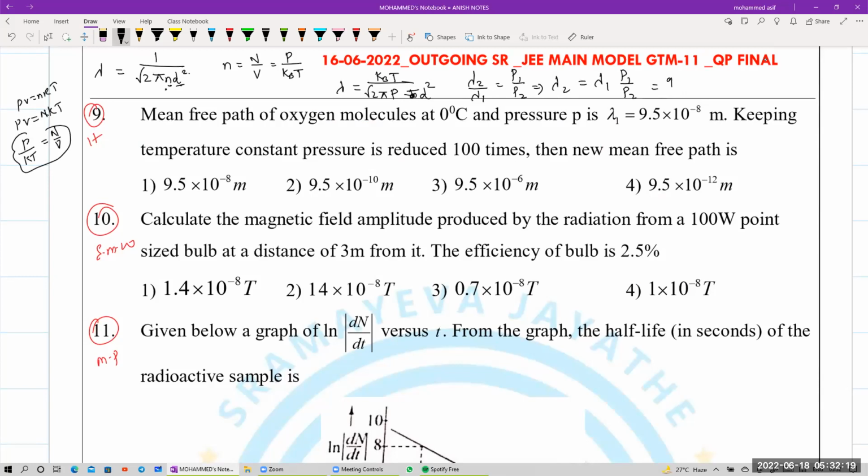9.5 × 10^-8 is your P1. P2 is reduced by 100 times, so P2 will become P1 divided by 100. That will be equal to 9.5 × 10^-8 × 100, which is 10^-6. What is the value? 6. Where is 6 in the options? Third option. Third option, that's all? Yes, sir.